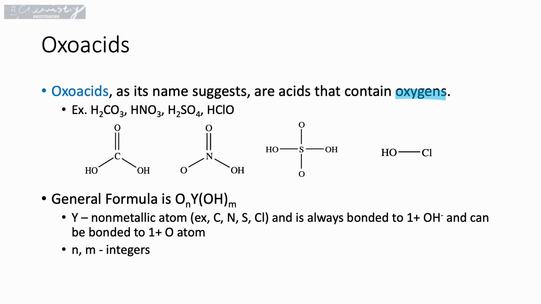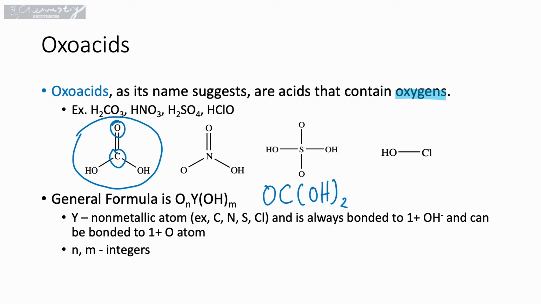The general formula of oxoacids is as over here. We separate them into O's and then OHs. Let's try writing it for one of them, carbonic acid. Carbonic acid is this one. We can see that there is one O, so it's O1. The Y is the carbon, over here. And then OH, two of them. So that is the general formula for oxoacids. After we clean it up, it becomes H2CO3.